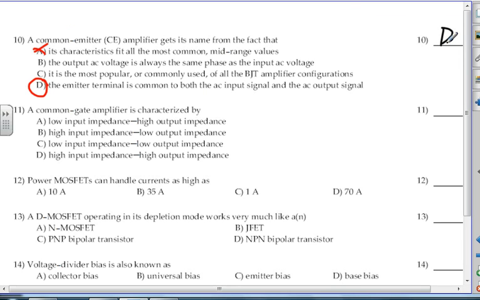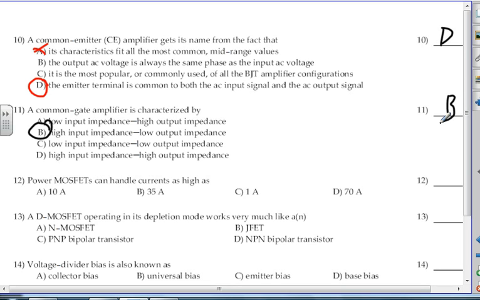A common gate amplifier is characterized by Bravo, high input impedance, low output impedance. All right, I'll go with B.